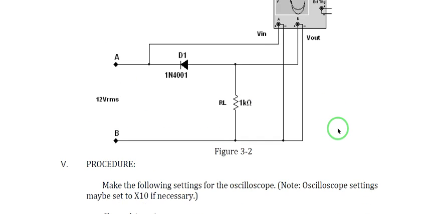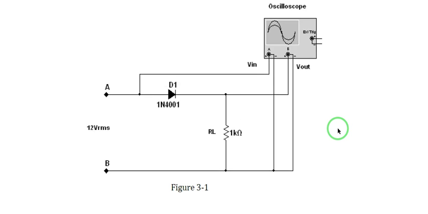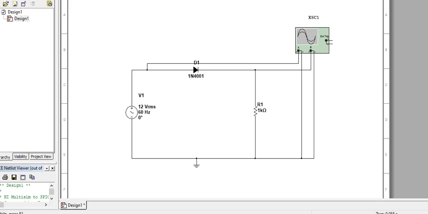Now we have two circuits. We have figure 3.2 and figure 3.1. So first, let us now go to Multisim and perform figure 3.1. Okay, so now I have already drawn the circuit in figure 3-1 for our experiment 2, half-wave rectifier, and as you can see, channel A here is connected to our input and channel B here is connected to our output.